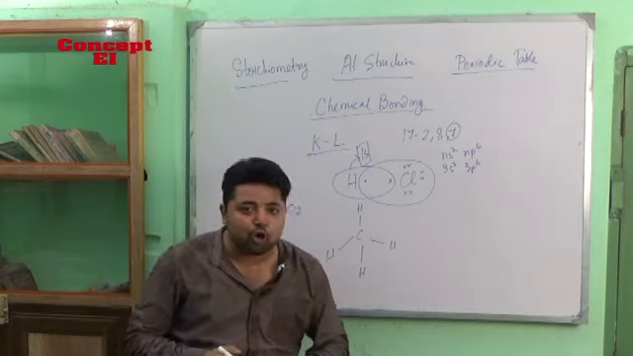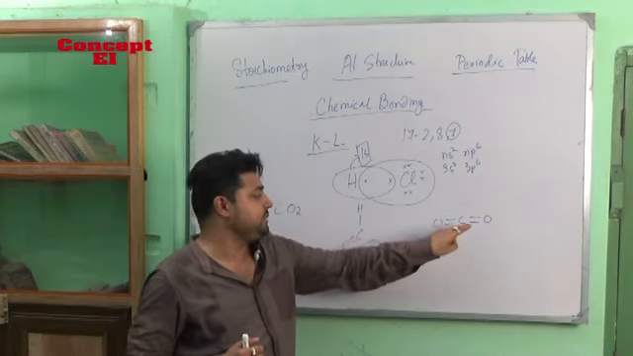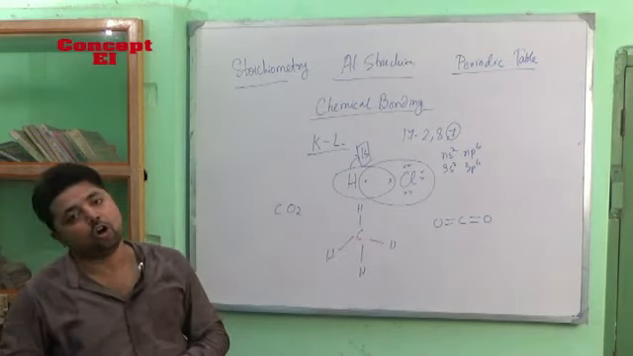You know, in CO2, carbon will be the central atom. It is completing its octet, while these two are also completing their octet. But in a different type of molecule with 3 or 4 atoms, you have to find out which one will be the central atom. I am giving you an example, H2SO4.